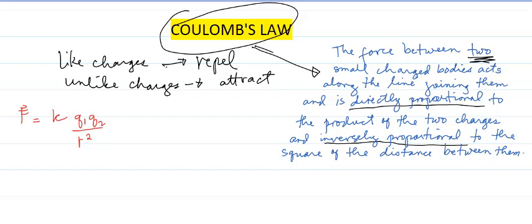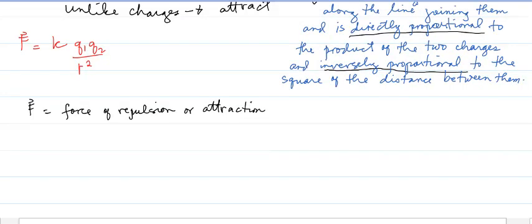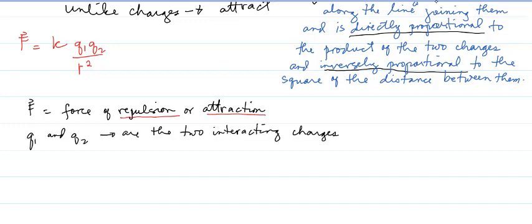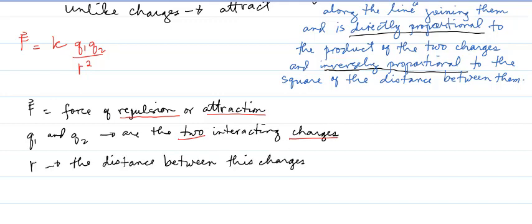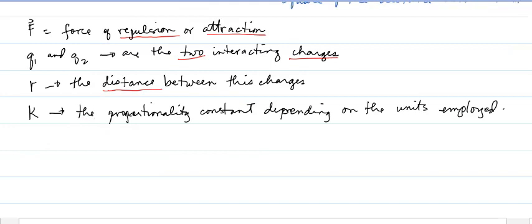So let's define the terms. F is the force of repulsion or attraction. Q1 and Q2 are the two interacting charges. And R is the distance between these charges. This is the line joining the two charges. And K is the proportionality constant. It depends on the units employed.